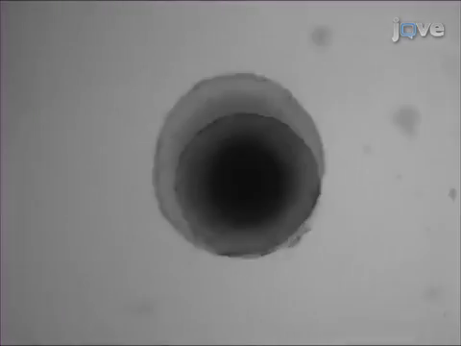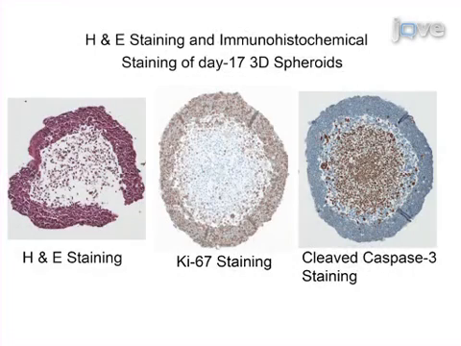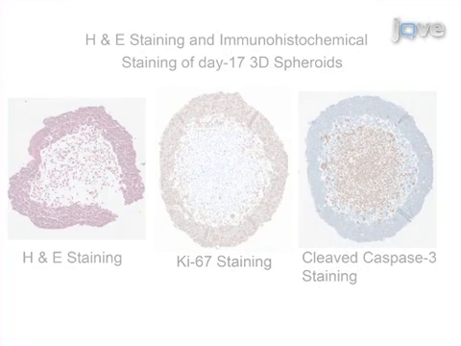Results are obtained that show growth of neuroendocrine tumor 3D spheroids based on images taken during phase contrast microscopy. Histology of the 3D spheroids is analyzed by H&E and immunohistochemical staining of paraffin block sections of the 3D spheroids.